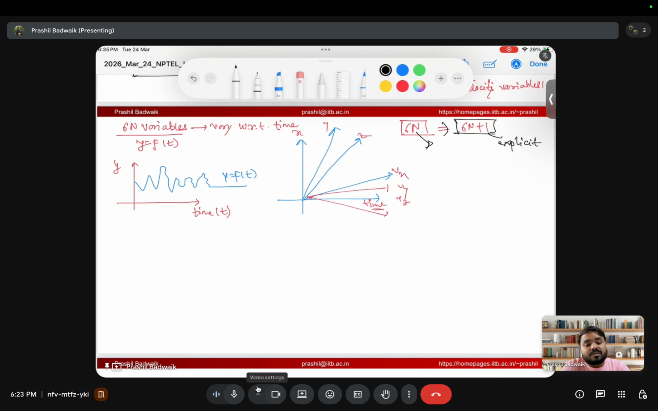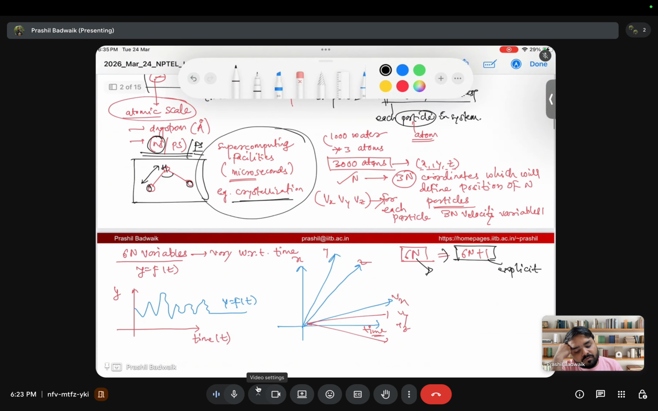These many variables are varying with respect to time. How did I get that? I said, okay, I have some molecules in the system. How do we start? We said, okay, there are these many water molecules in the system. Each water has three atoms, right? And one atom can be defined in space using its position vector with three coordinates x, y, and z.